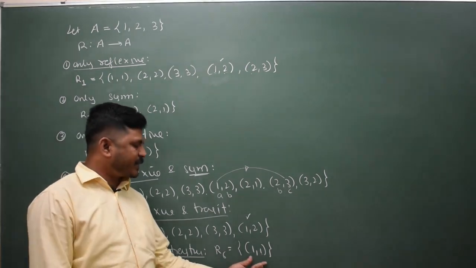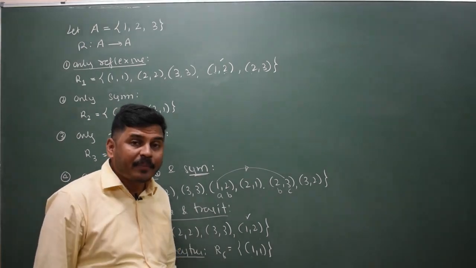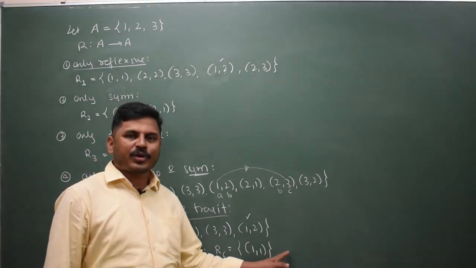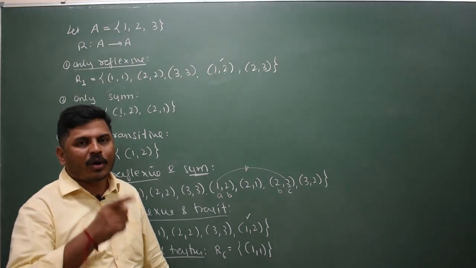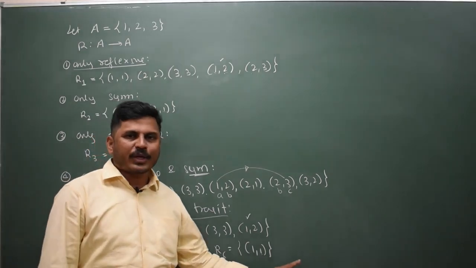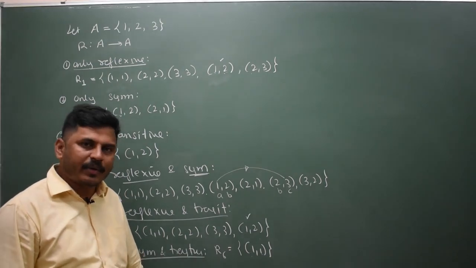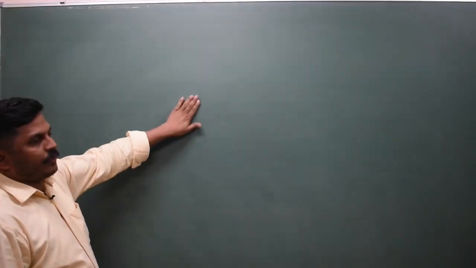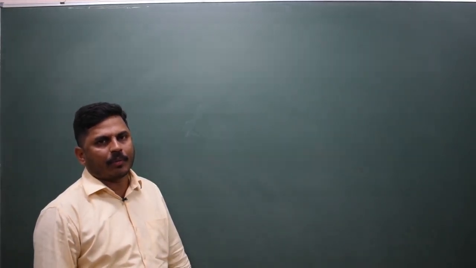Yes, all singleton sets. The relation contains a singleton set, so it is transitive. Is it reflexive? No, because 2 comma 2 and 3 comma 3 are not there. For it to be reflexive, what should be there? 1 1, 2 2, 3 3, three pairs should be there. 1 1 is there, 2 2 and 3 3 are not, so it is not reflexive, but it is symmetric as well as transitive.